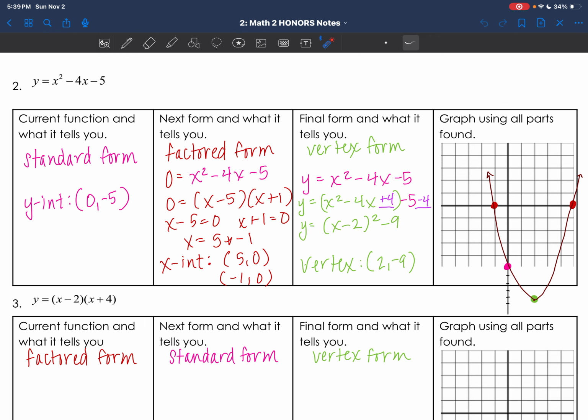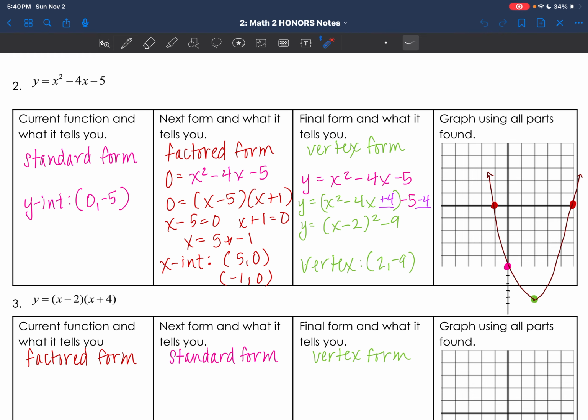But for factored form, we're going to take our standard form and set it equal to 0, and you're going to factor it however you like to factor. And then now I've got x minus 5 equals 0, x plus 1 equals 0, so your x-intercepts are going to be 5 and -1. All right, so I've got the y-intercept, I've got the x-intercepts. The last thing I need is the vertex.